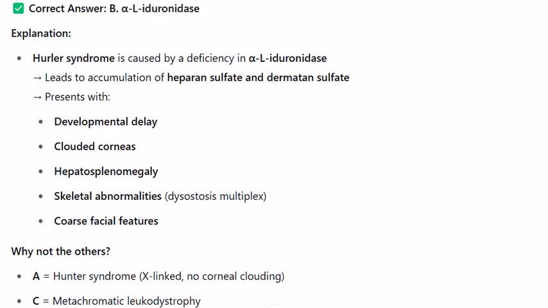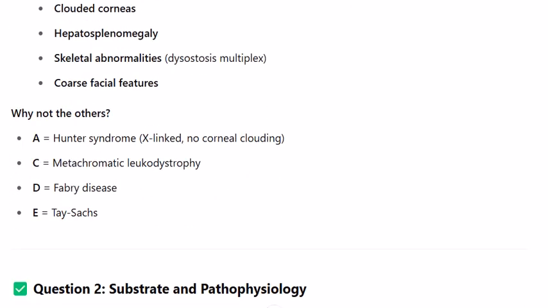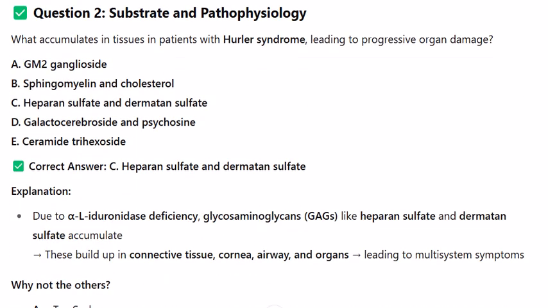Why not the others? A equals Hunter syndrome, X-linked, no corneal clouding. C equals metachromatic leukodystrophy. D equals Fabry disease. E equals Tay-Sachs. Question 2. Substrate and pathophysiology. What accumulates in tissues in patients with Hurler syndrome, leading to progressive organ damage?